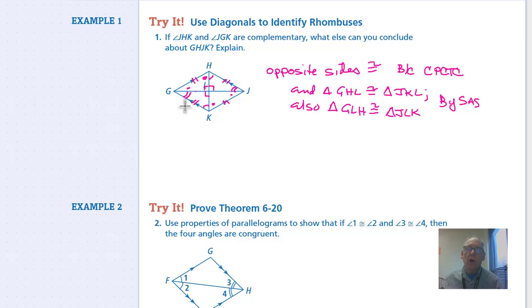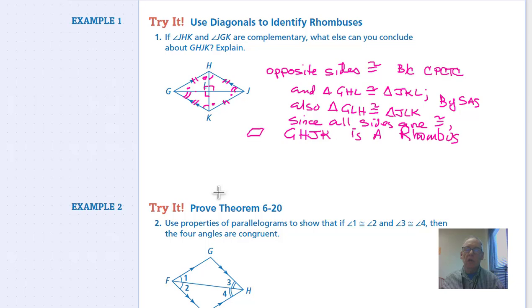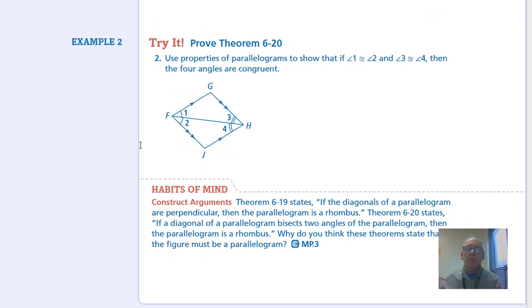And then that lets us know that all of these sides are congruent, which lets us know that GHJK is a rhombus, since all sides are congruent. We can say that this parallelogram GHJK is a rhombus. Okay, let's move on. Example 2.